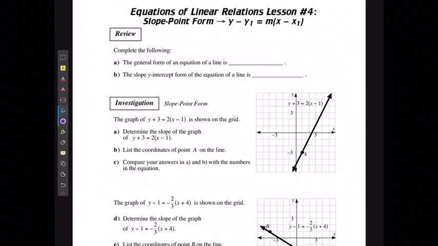Okay, so taking a look at the last form of our linear equations, the slope-point form, where we have y minus y1 is equal to m bracket x minus x1. We already know that the general form of the equation is ax plus by plus c equal to 0. The slope-intercept form, which is the most common form, is y equals mx plus b.